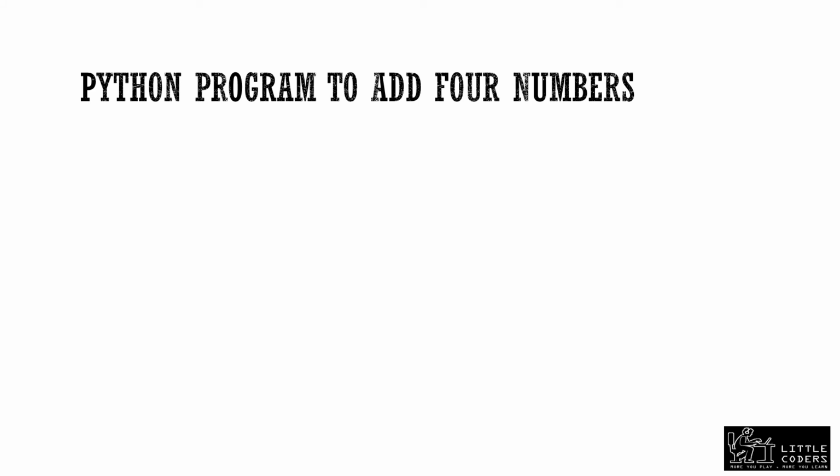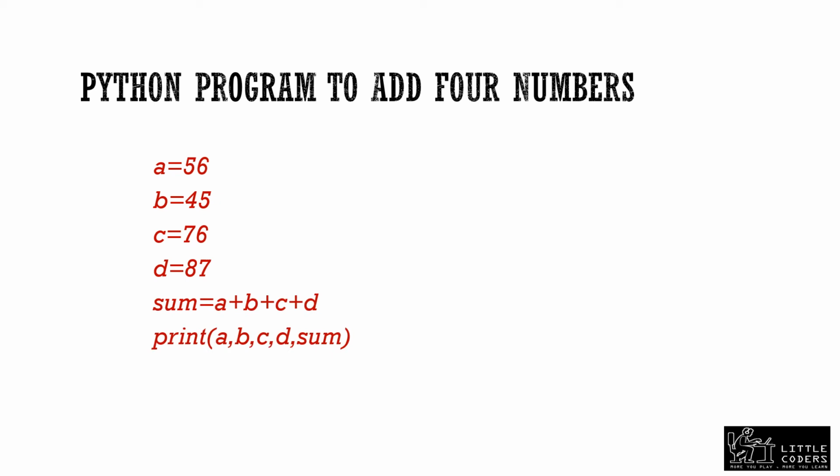See, the Python program for these steps is a is equal to 56, which is the first step in which we are storing the first value as a. So here 56 is stored as the value of a. The second step is b is equal to 45, c is equal to 76, d is equal to 87, sum is equal to a plus b plus c plus d, and print a, b, c, d, sum, because we want to print out all the 4 values as well as the sum. So this is the Python program which finds the sum of 4 different numbers.